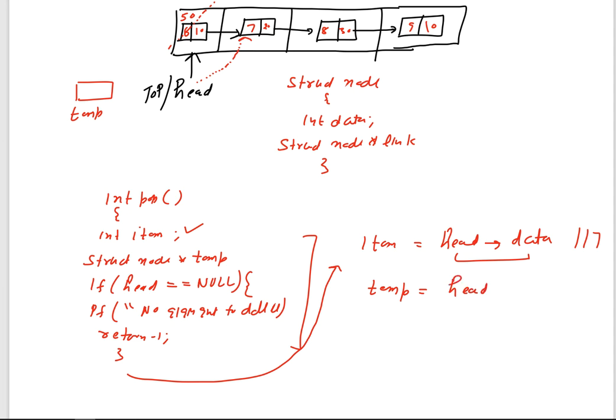So what is head pointing to? Head is pointing here. Let us suppose this is 10, this is 20 memory location, this is 30 memory location. So head is pointing to 10. Now 10 is inside the temp. So temp is now pointing where? The temp is now pointing to this particular.